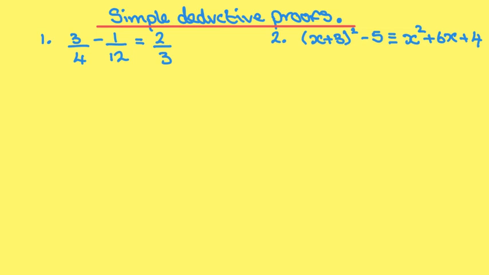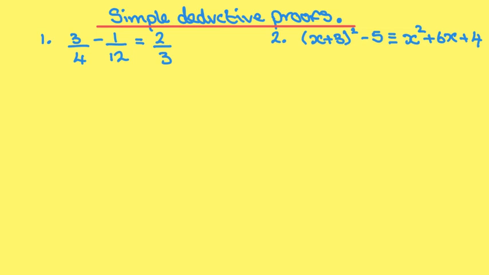In this video, we're going to go through some simple deductive proofs, but as you'll find, they're not always as simple as they look. In order to get full marks in an exam, you must follow the following way of doing it. When you're doing a deductive proof, what you're actually doing is proving that the left-hand side is equal to the right-hand side. So you need to do it in this particular way.